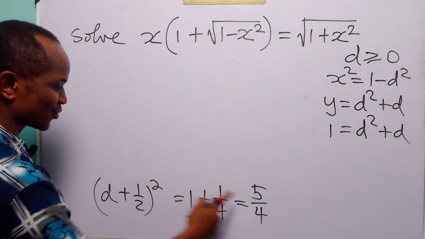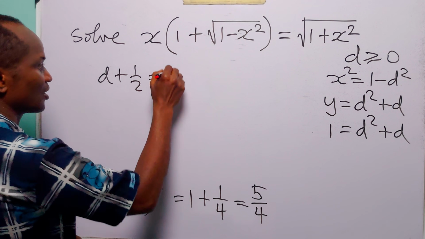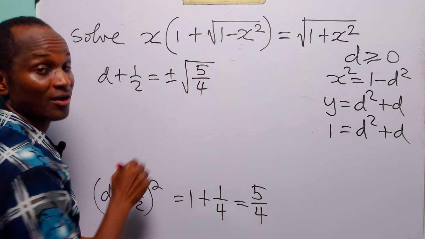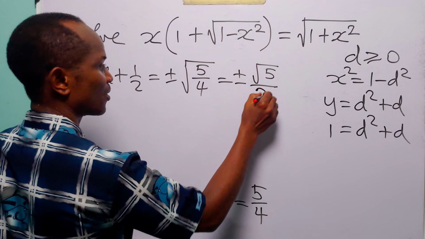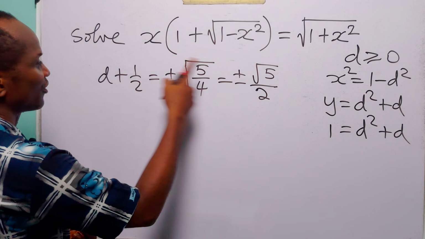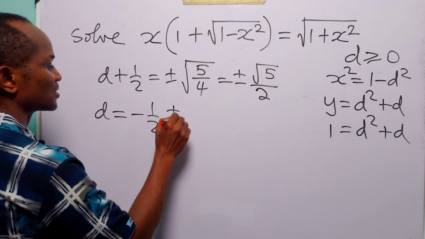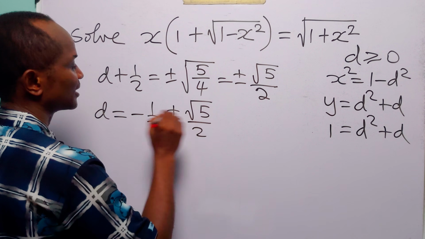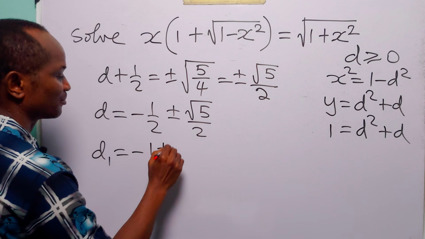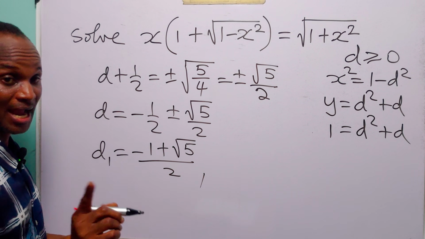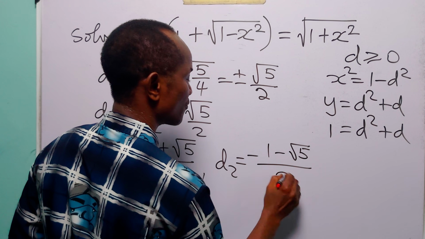And of course, the next step is to take square root of both sides of this equation. When we do that, we have that d plus half is equal to plus or minus the square root of 5 over 4. Now, this is equal to plus or minus the square root of 5 divided by the square root of 4, which is equal to 2. Subtracting half from both sides of this equation, we have that d is equal to minus half plus or minus the square root of 5 over 2. Now, of course, you know that from here we have d1, which is minus 1 plus root 5 over 2. And we have d2, which is minus 1 minus root 5 over 2.